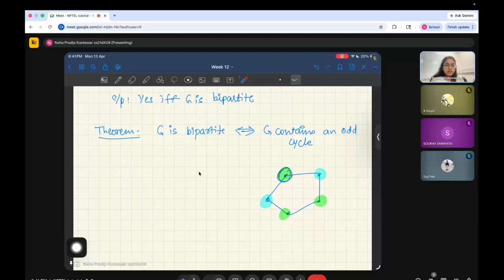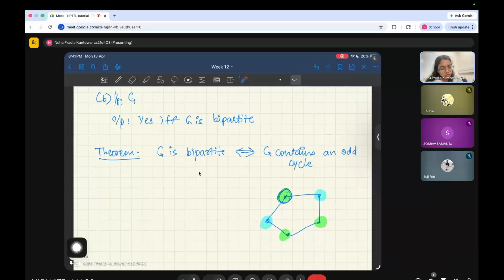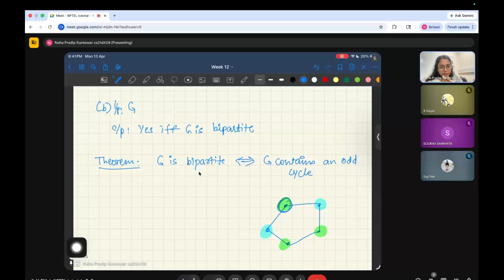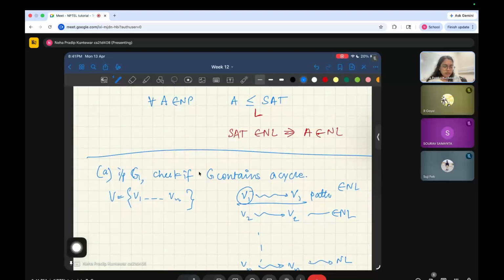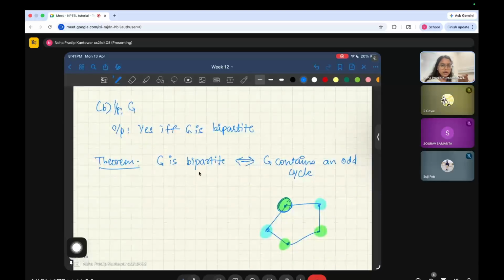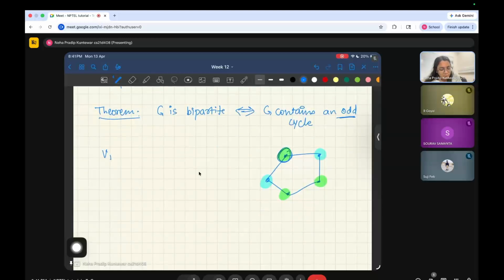The forward direction just needs some more work, but we will not prove this theorem. We will assume it and show that checking bipartiteness is in NL. Earlier you were only checking for each vertex whether there is a v1 to v1 cycle. Now you also look at the length, because you want to make sure that there is no odd cycle. So from vertex v1, check if there is a cycle of length 1. Sorry, that's not even possible. Check if there is a cycle of length 3.